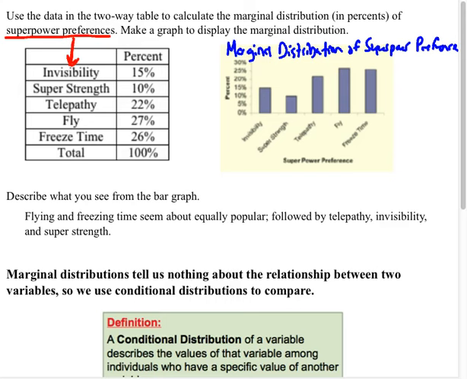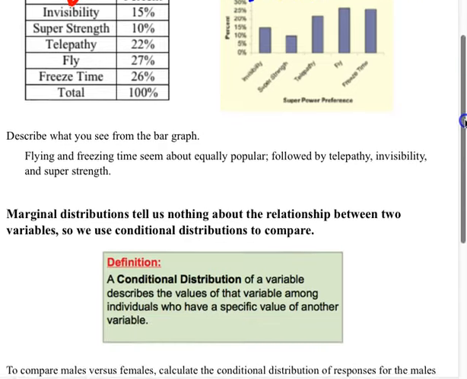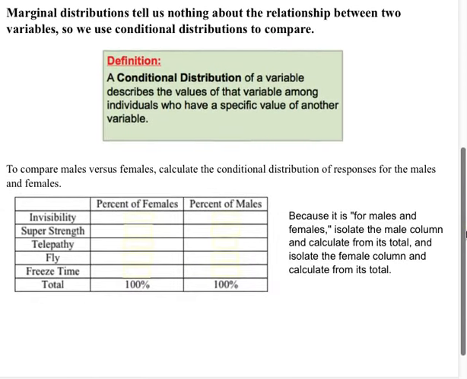So that's marginal distribution, okay? Now, notice marginal distribution tells us nothing about the relationship between the two variables. So when it comes to making comparisons or talking about the two variables together, it's not actually that useful. This tells us nothing about the gender breakdown for each of these things. So we need to take this a step further. There's another type of distribution. It's called the conditional distribution, and it describes the values of a variable among individuals who have a specific value of another variable.